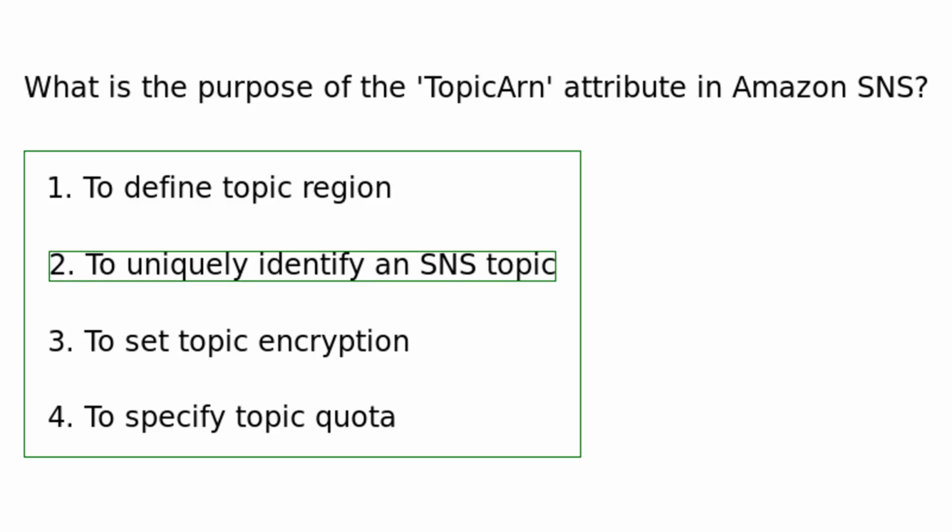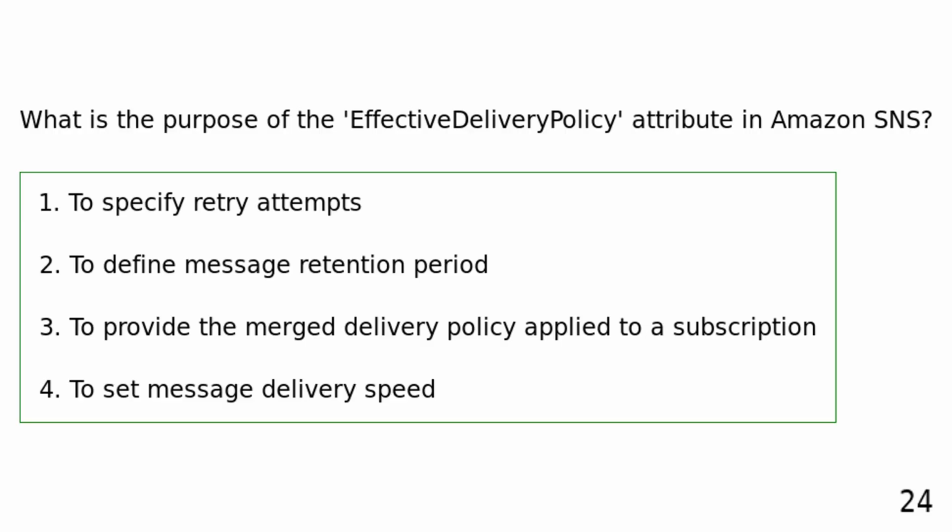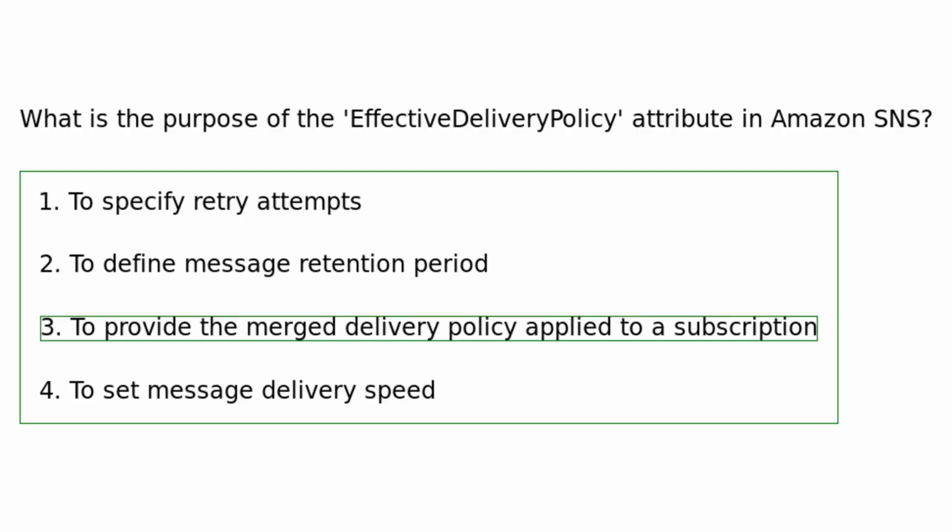What is the purpose of the effective delivery policy attribute in Amazon SNS? To specify retry attempts. To define message retention period. To provide the merged delivery policy applied to a subscription. To set message delivery speed. The effective delivery policy attribute in Amazon SNS provides the merged delivery policy applied to a subscription, combining the topic's policy with any subscription overrides.